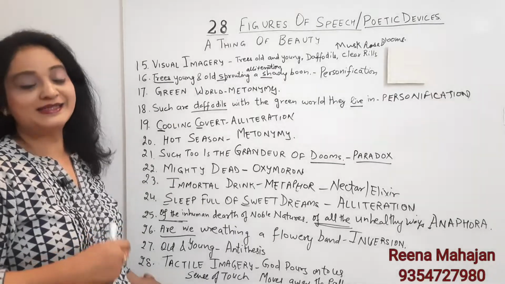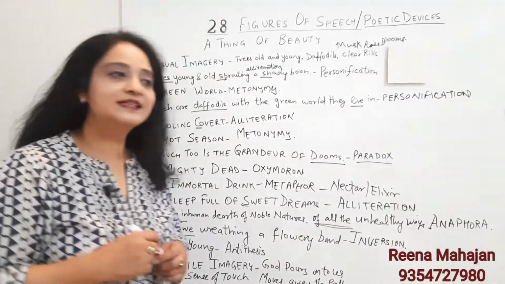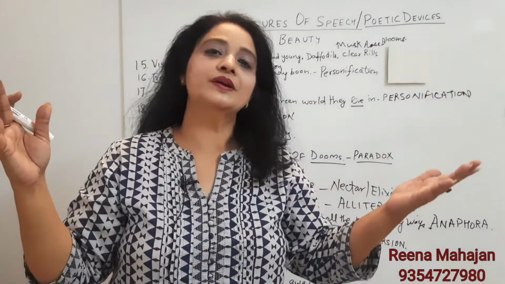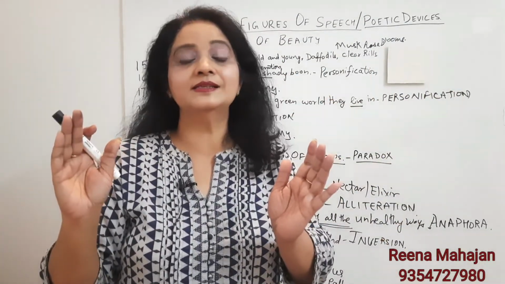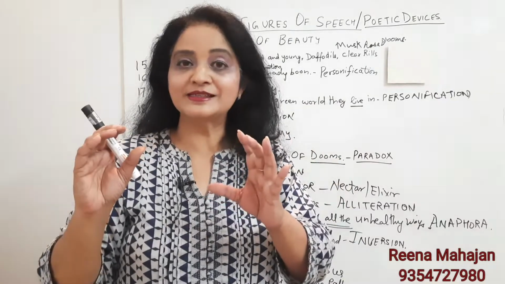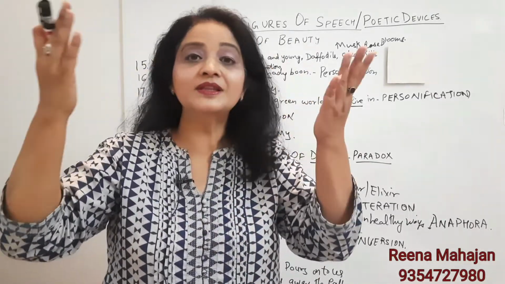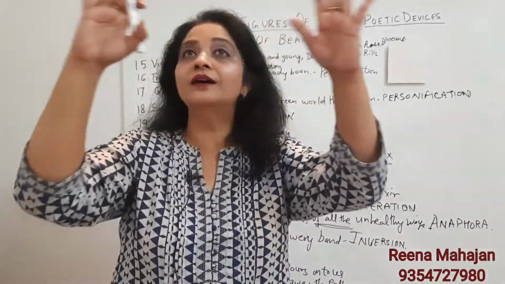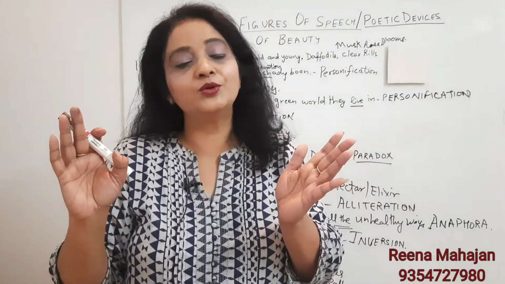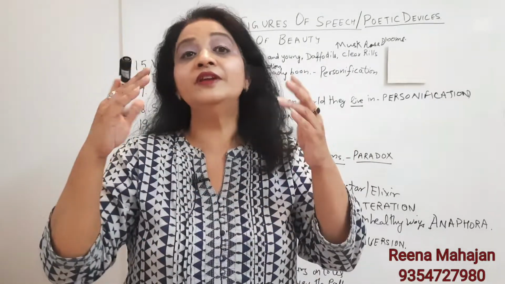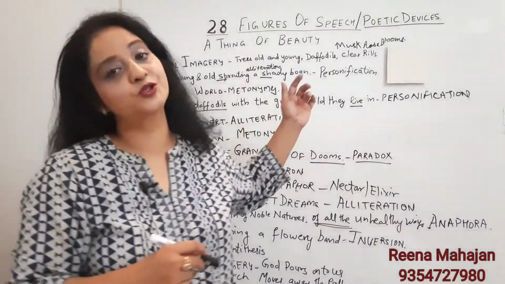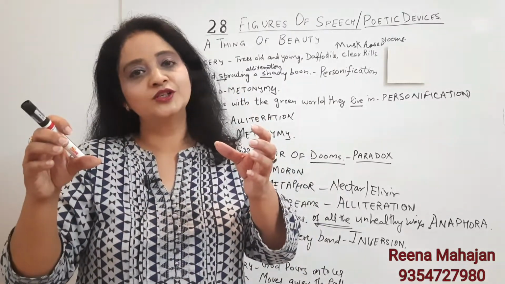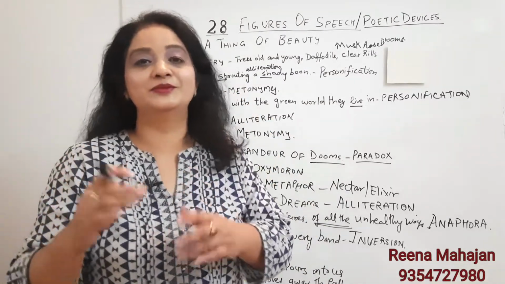Next and the last is tactile imagery. Tactile imagery, I told you, visual imagery is when a poet tries to create a scene in front of us, a visual in front of us, and we see that, imagine that happening in front of us. Whenever a poet tries to create a whole scene in front of us through the words and we imagine that, then what is it? Visual imagery. But what is tactile imagery? Creating a sense of touch, right?